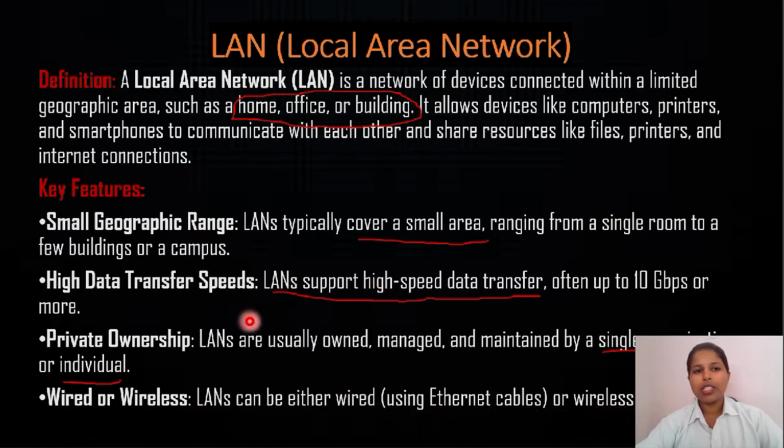So these are the key features of LAN, which I hope you understand. First, it is in a small area. It only covers a single room, a few buildings or a campus, nothing more than that. It has high speed data transfer because the area coverage is small. And it is managed by a single individual or team, and it can be both wired and wireless.